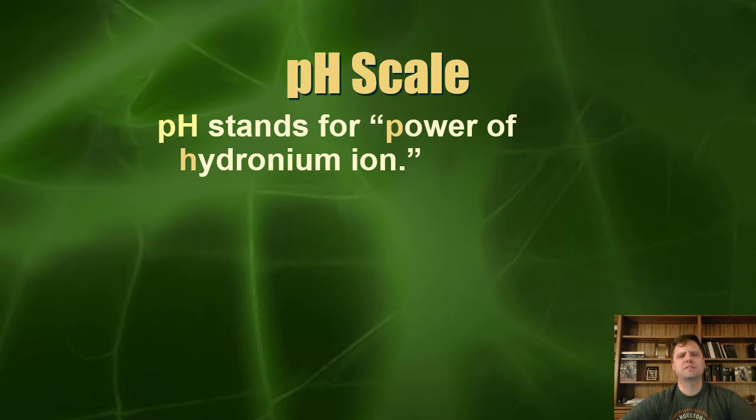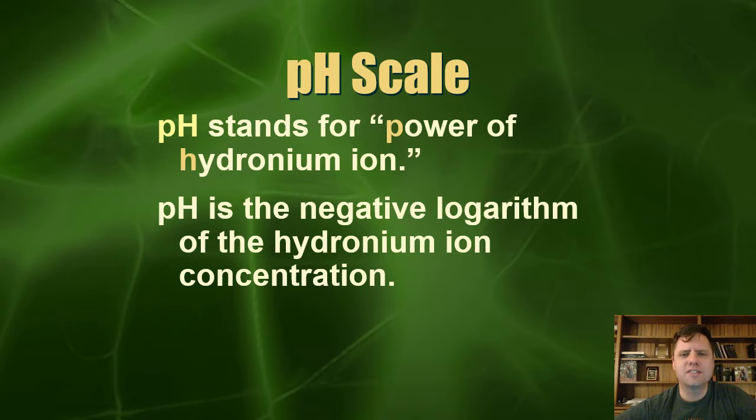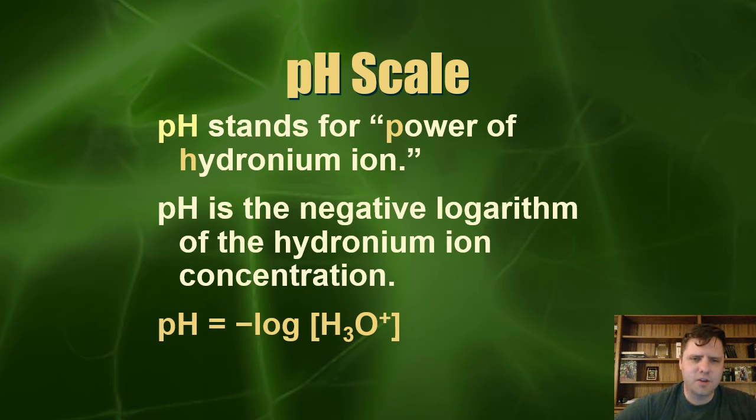Now, pH stands for the power of the hydronium ion. So pH is the negative logarithm of the hydronium ion concentration by definition. pH is this equation, the negative log of the H3O plus concentration. By the way, if I didn't already mention this, these square brackets just mean concentration. That's what that means. Concentration of H3O plus, hydronium ion. So the concentration of hydronium ions, you take the negative log of that to get the pH value.